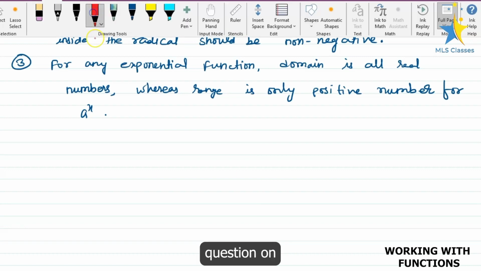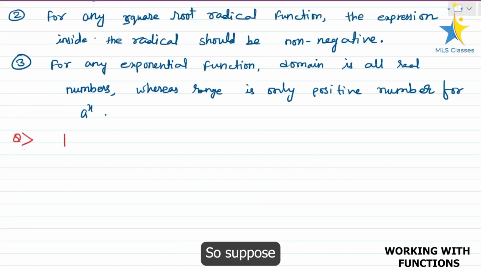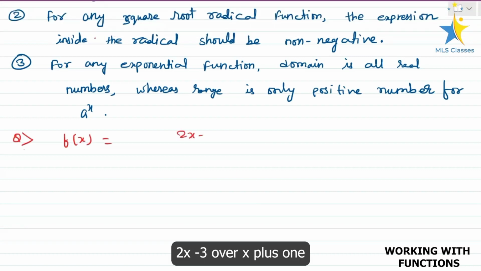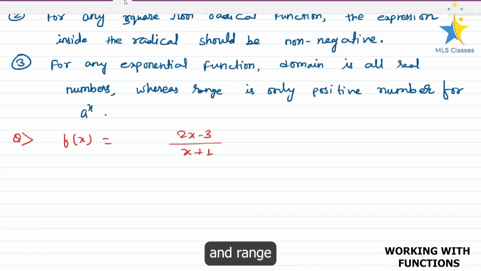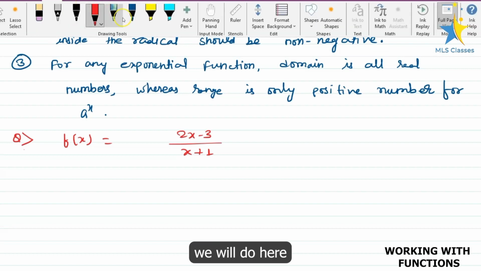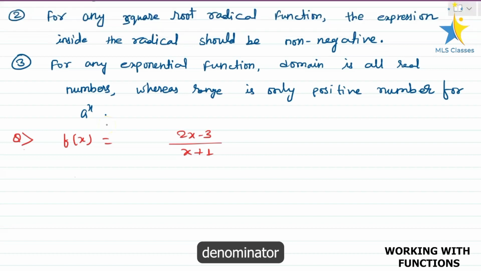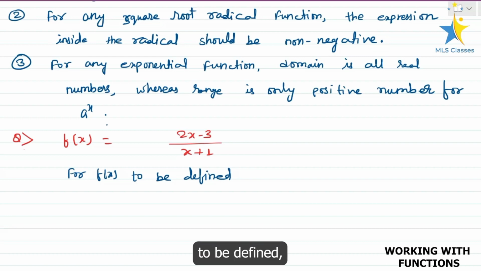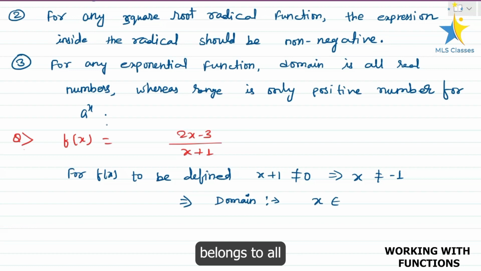Now let's see a question on domain and range. Suppose we have f(x) equal to (2x minus 3) over (x plus 1), and we need to find the domain and range of this function. For the domain, as I said, the denominator cannot be 0 in a rational function. So for f(x) to be defined, x plus 1 should not be equal to 0. This implies that x cannot be equal to negative 1. So from here the domain is all real numbers except negative 1.